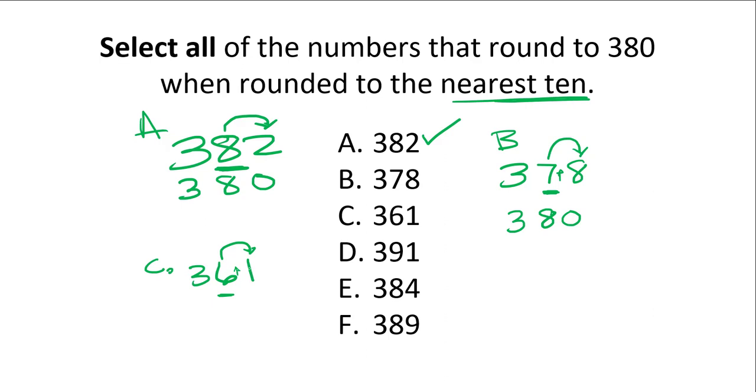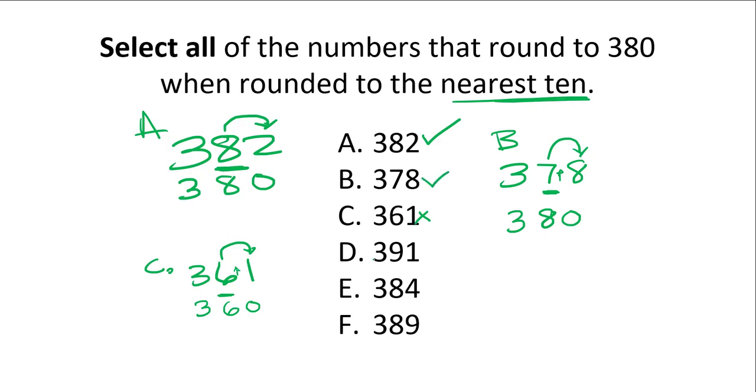So, nope, it's not 5 or more. It's actually just 1. So, the 3 remains the same. The 6 remains the same. Everything after the underlined digit becomes a 0. There we go. 360, not 380. So, C does not work out. We did say B works out, right?